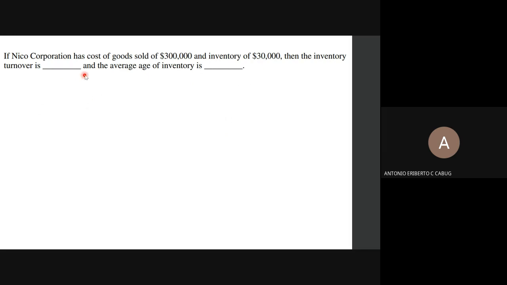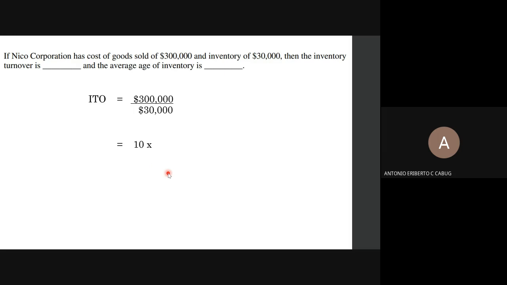If Nico Corporation has COGS of 300,000, inventory of 30,000, inventory turnover, ano? Tapos yung average age of inventory. This is the days in inventory. So I will use 365 days here, ha? Inventory turnover is your cost of goods sold divided by the average inventory. I-assume natin average to. The inventory turnover is 10 times.